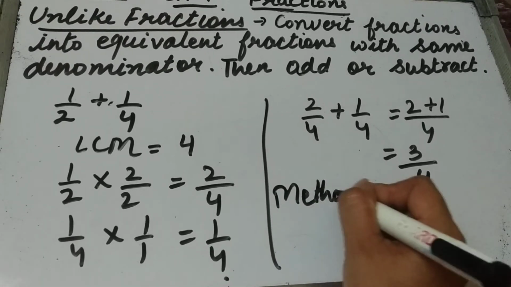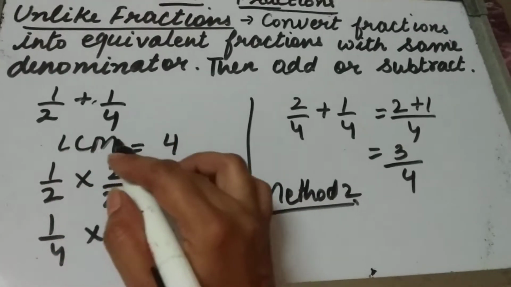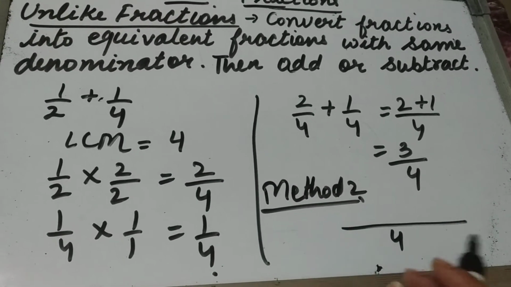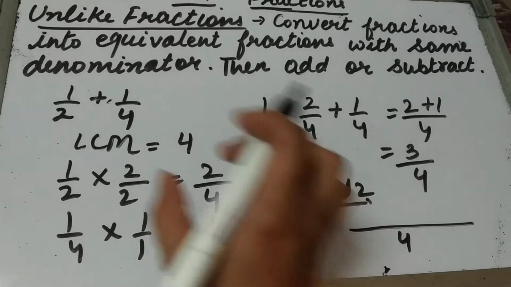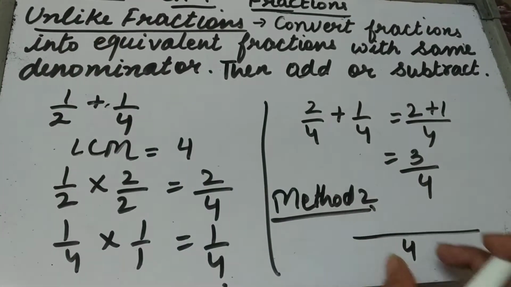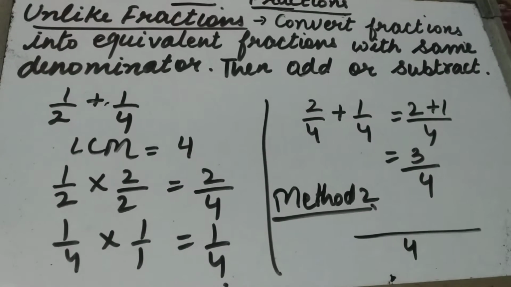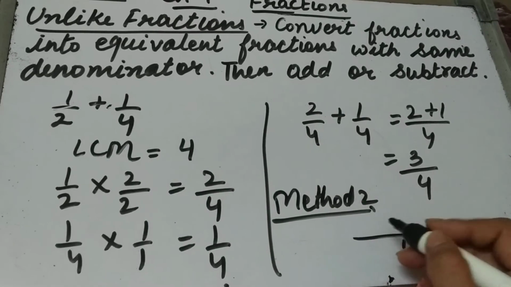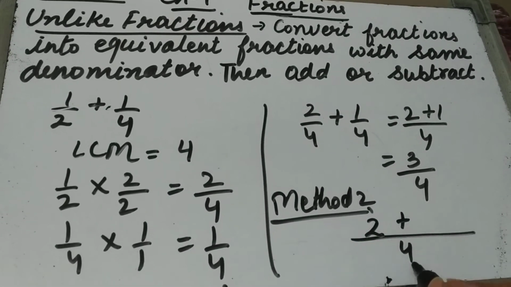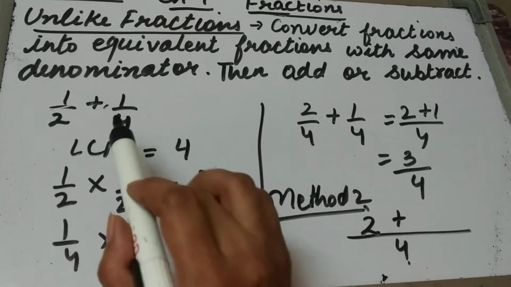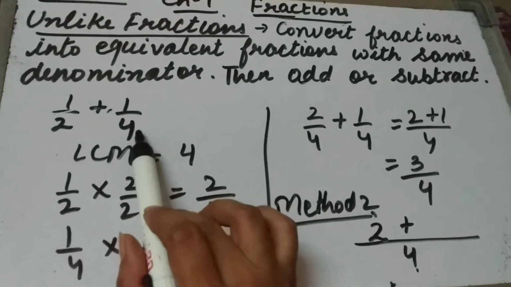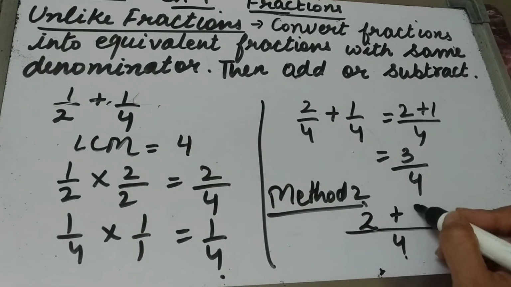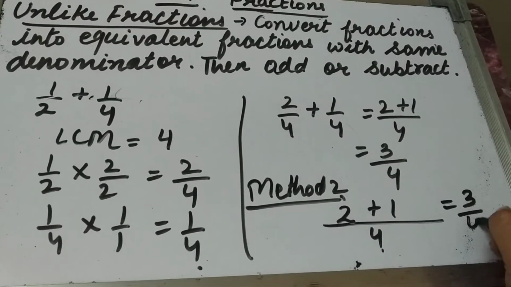Or you can do one more thing. Method 2: we have 1 by 2 and 1 by 4. The LCM of 2 and 4 is 4. When we divide 4 by 2, the quotient is 2, and then we multiply the quotient by the numerator, and 2 ones are 2. After that we divide this LCM by the denominator of the second fraction, 4 divided by 4 is 1, and 1 multiplied by 1 is 1. So this will become 3 by 4.